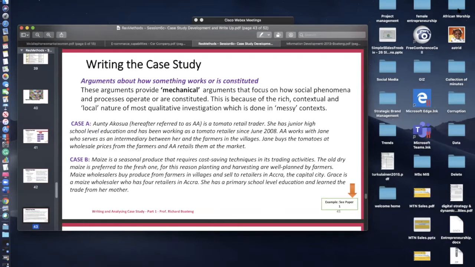What we see here is what we call mechanical arguments, presenting how something is constituted and how something comes together. This now becomes the local nature, the rich contextual background that supports a case study. So I want you to look at how something works. It's called mechanical argument. Now look at the e-commerce paper that I gave you.